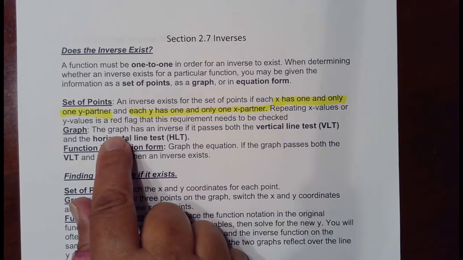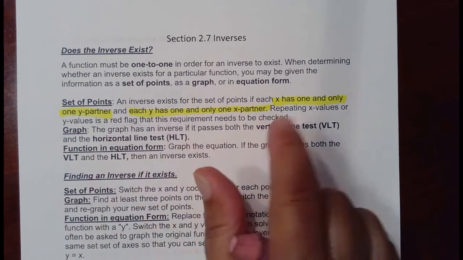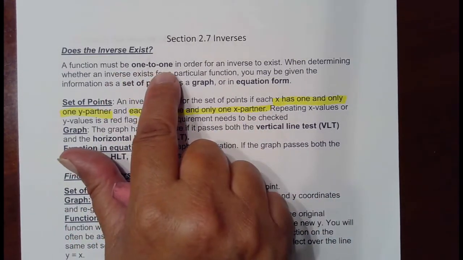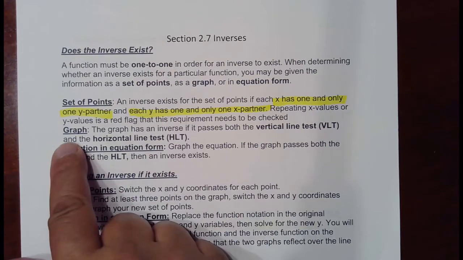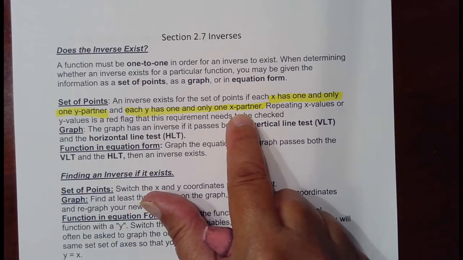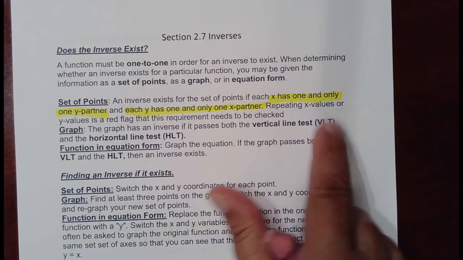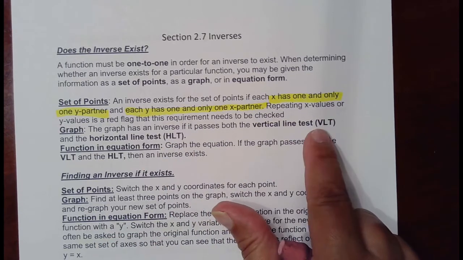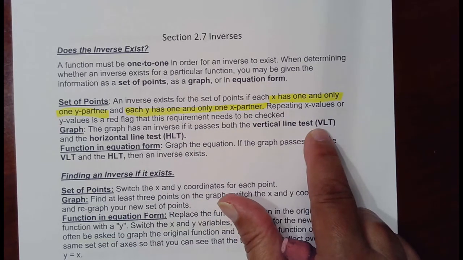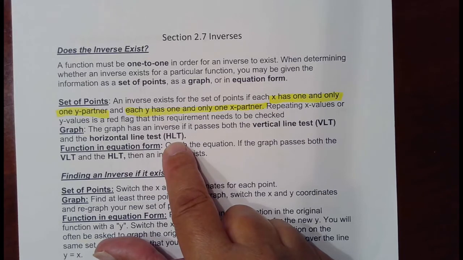remember, points are a set of ordered pairs, but in graphical form. So what you can do to make sure that this one-to-one characteristic is happening when you have a graph, in other words, that every x has a unique y partner and every y has a unique x partner, is perform both the vertical line test and the horizontal line test. The vertical line test allows you to check that each x has a unique y partner, and the horizontal line test allows you to check that each y has a unique x partner.